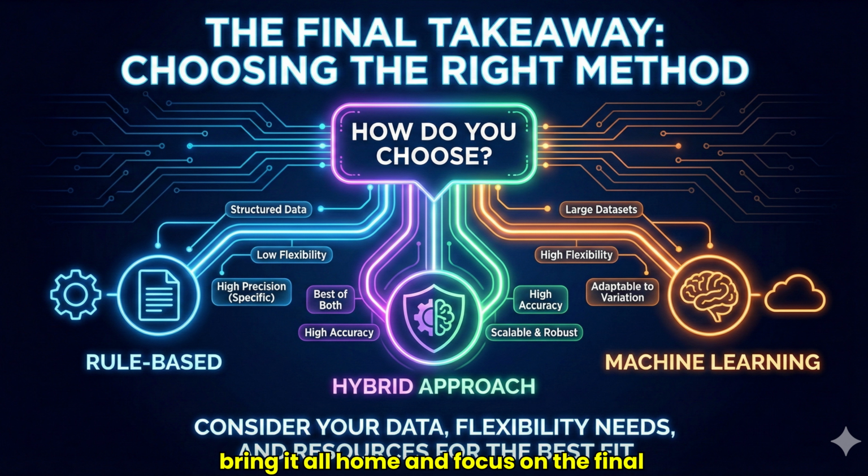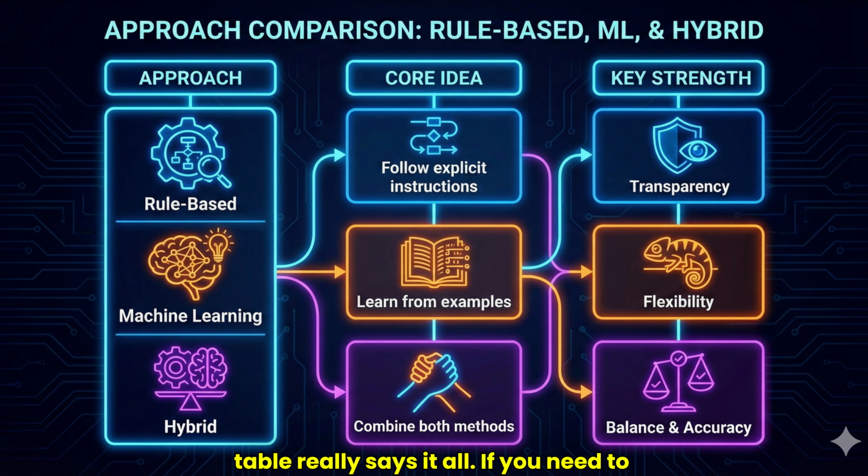So let's bring it all home and focus on the final takeaway, which is really the big question. How do you know which method to choose? You know what? This table really says it all. If you need to know why a decision was made and your text is pretty predictable, the rule-based approach is your best friend. Its key strength is transparency. If you've got tons of data and need to wrangle some really complex, messy language, then machine learning is the powerhouse you need. Its strength is flexibility.